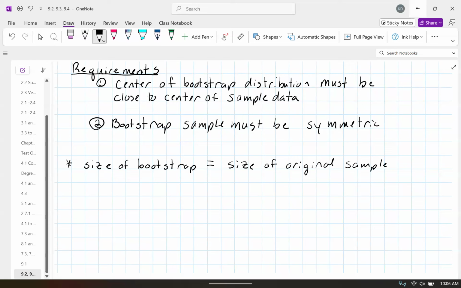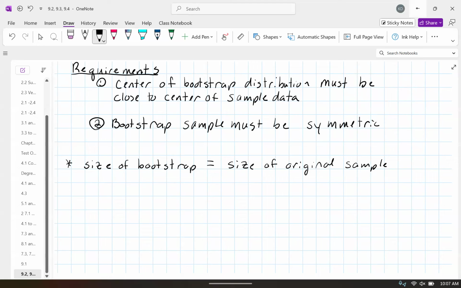The size of your new sample should be the same as the size of your old sample. So if we had 20 data values, your new one should also have 20. It may not look the same because you could draw the same number a couple times. Determine what you're looking at. Do you need mean, standard deviation, proportion? That'll usually be pretty clear because they'll tell you.